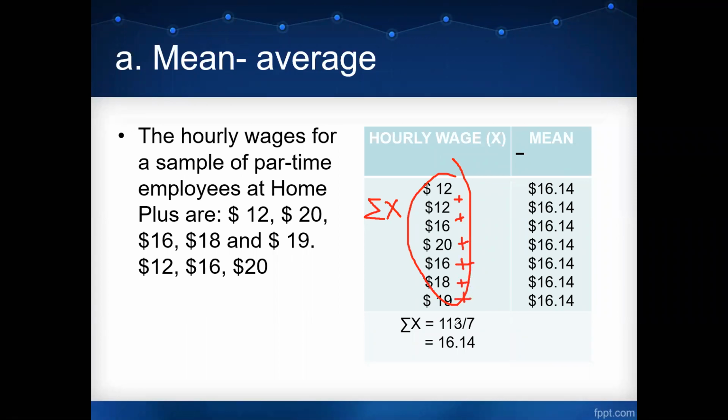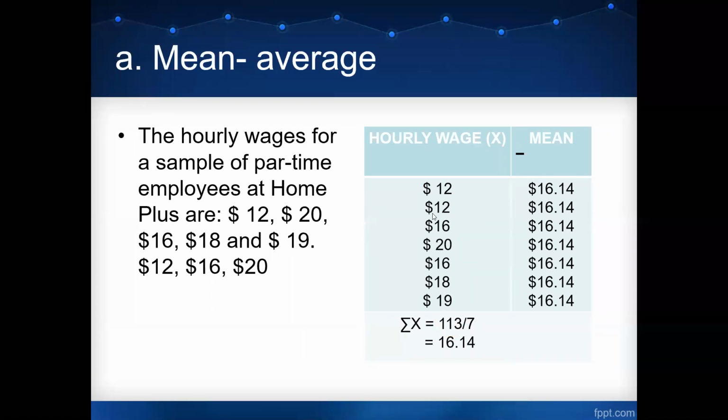12 plus 12 plus 16 plus 20 plus 16 plus 18 plus 19, and the total is 113, divided by 7. And the mean, the average, is 16.14. Clear? Is this clear? The mean is just the average, okay? The average is very simple.